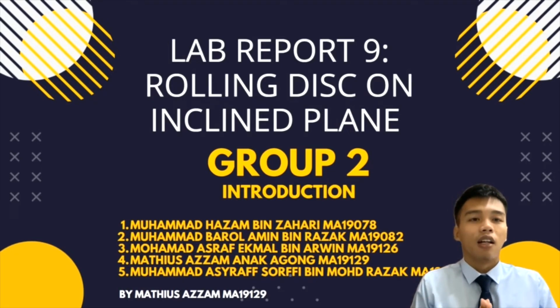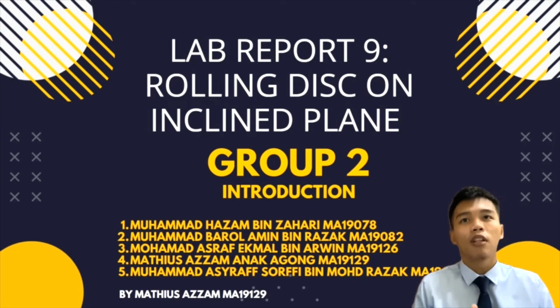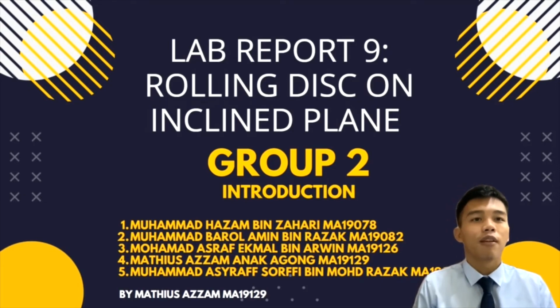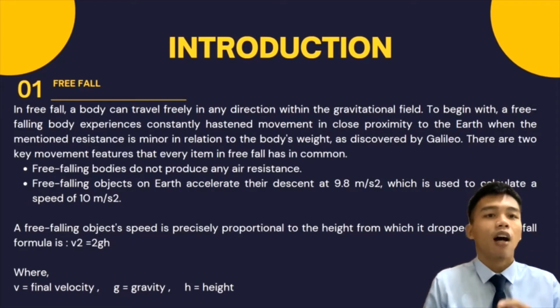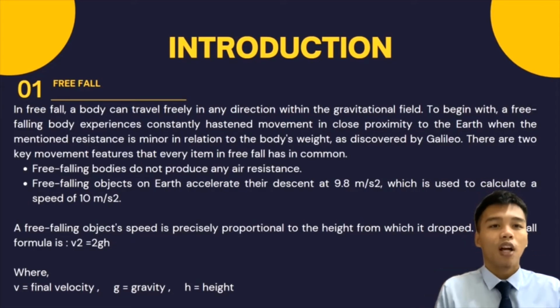Okay, my name is Matthias Azam, matrix number MA19129. Today I'll be presenting on the introduction part. This group consists of 5 members: Muhammad Hazam, Muhammad Badr Amin, Muhammad Ashraf Iqmal, Muhammad Ashraf Sofi, and myself. The introduction will be divided into 2 parts, which are free fall and inertia. Firstly, free fall.